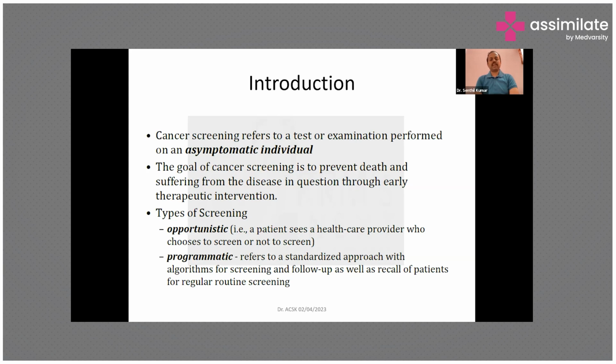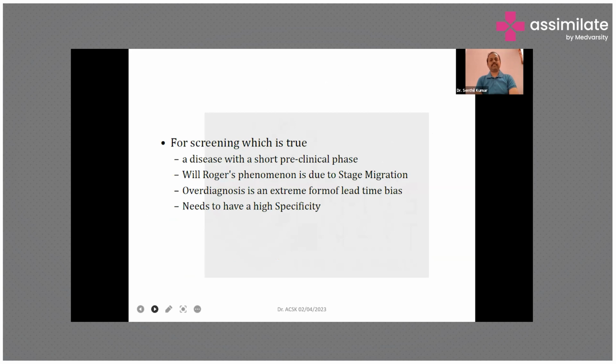Programmatic refers to a standardized approach with algorithms for screening and follow-up, as well as recall of patients for regular routine screening. So this is a program schedule that you have. You have 100 patients listed with you based on their age and comorbidities. You call them at specific timings.